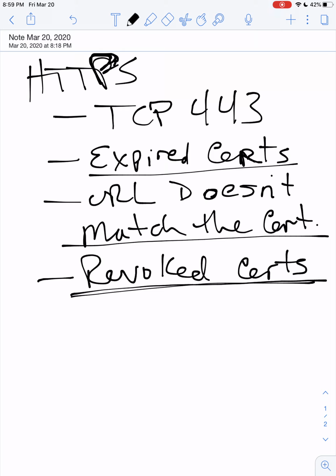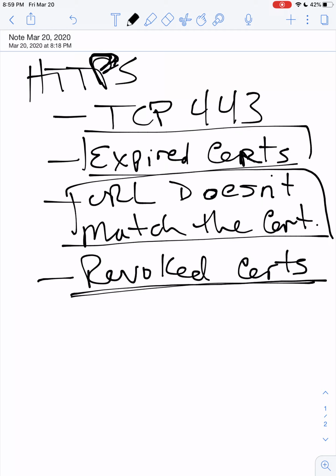We're here under expired. If you know the site's correct and you're positive it's correct, you can still continue on. URLs don't match. That you got to watch out for in that one, because that can be tricky. But if you see revoked certificates, run. Just get off the website. Don't flush your cache. Get off. Leave it alone.